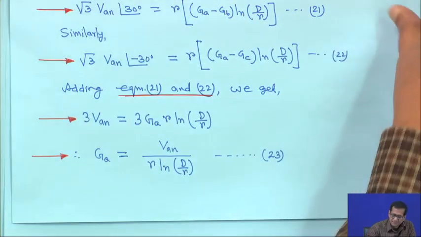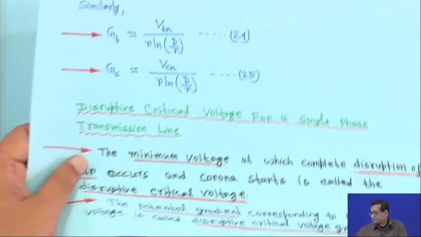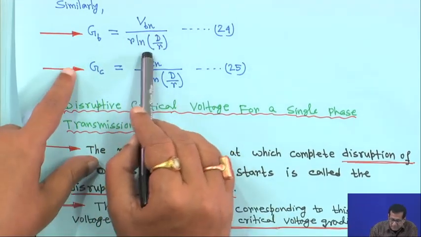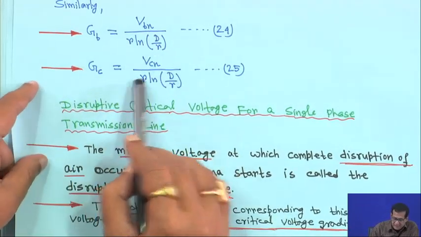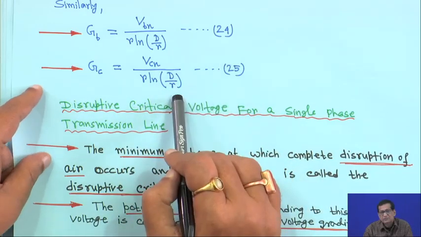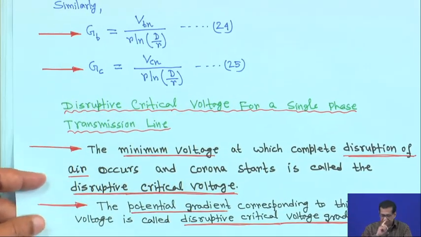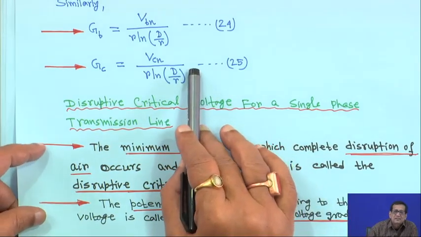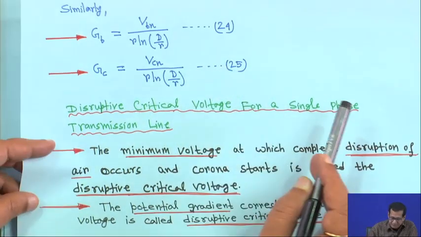Similarly, Gb will be Vbn upon R ln d upon R, and Gc will be Vcn upon R ln d upon R. This is 24, very easy to remember, right. Now, I hope this is understandable to all of you, right.